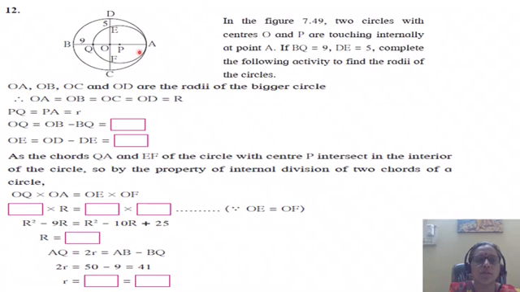Then AQ is twice small r, that is 2r. So AB minus BQ, we know BQ is 9, AB minus BQ, we can get QA. Once we know QA, QA divided by 2 is nothing but the radius of the smaller circle. Let us solve this on the next slide.